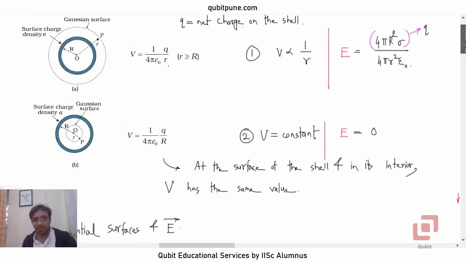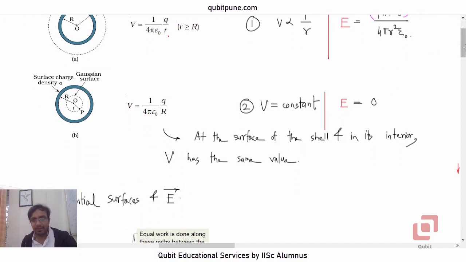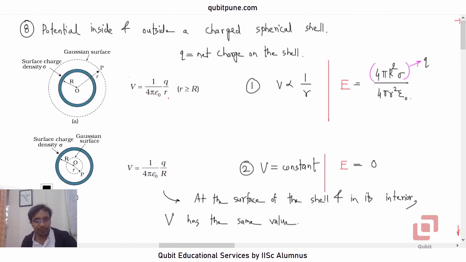So if I were to draw a graph of variation of electric potential with R, it would look something like this: constant up to capital R, and then after that it will drop like this, and it will continue to go closer and closer to the horizontal axis. Okay, that is the graph of electric potential against distance. But this is only for a spherical shell.